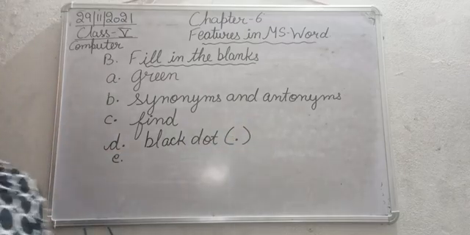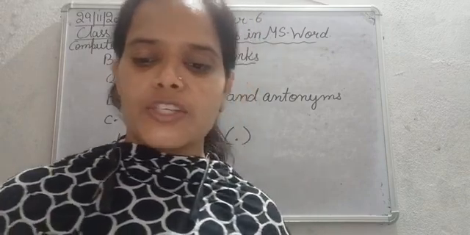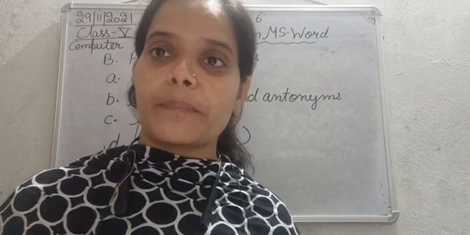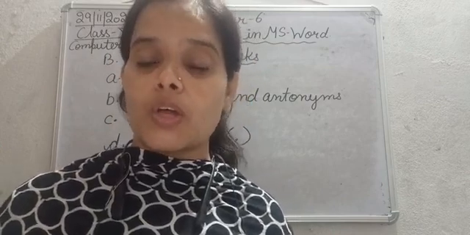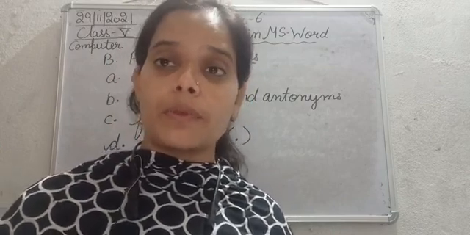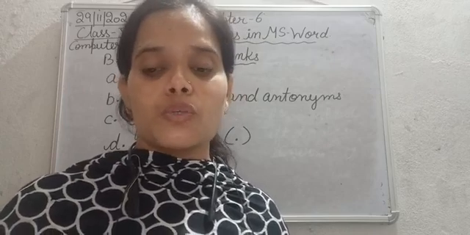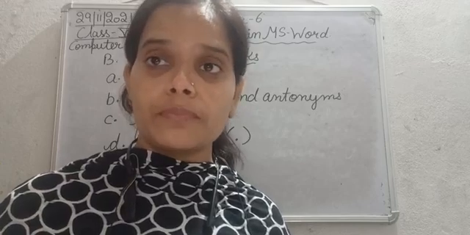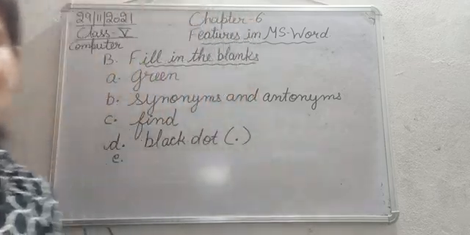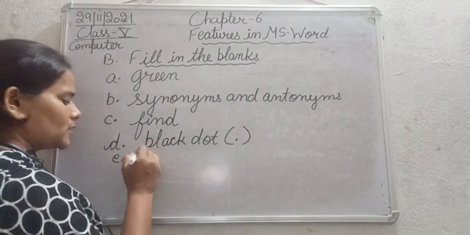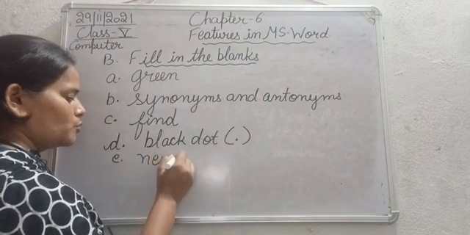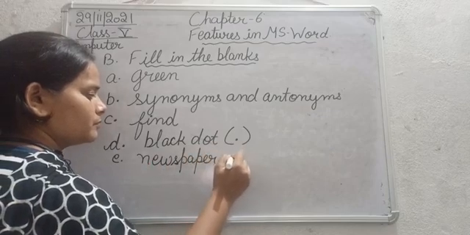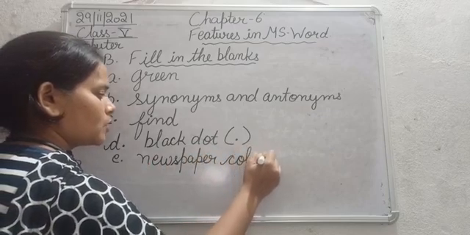Moving next to the E1. The dash feature is used to display the text in the newspaper. Whatever you are typing, if you want to display it in newspaper style, which feature are you going to use? We are going to use the newspaper column feature. The feature name is newspaper column.